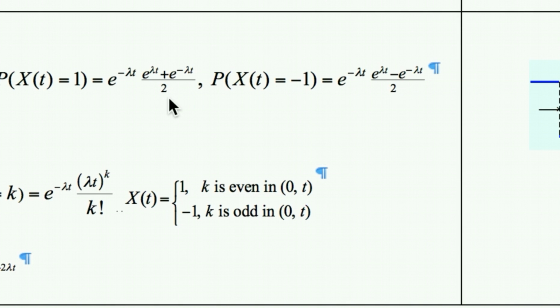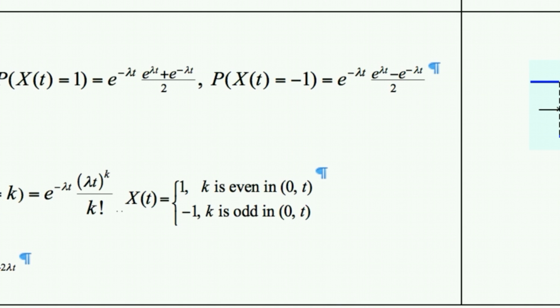In fact, this is also equal, this is the other side of this, where x of t is equal to a minus 1, and that's equal to e to the minus lambda t, e to the lambda t minus e to the lambda t over 2. The distinctive confusion, and certainly in my talking, is to recognize that there are two points of time that need to be recognized here.